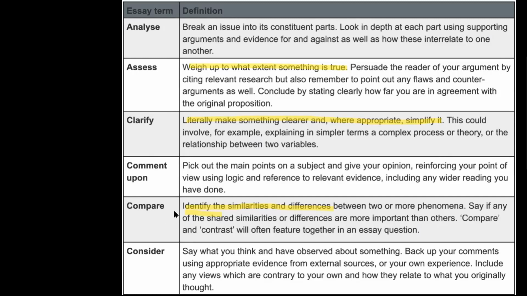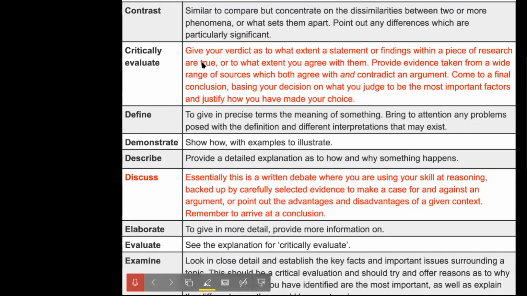So the whole vibe of the essay changes. So you've got to look at the task word, you've got to identify the task word, which is basically what you have been asked to do. So I'll move on to the next one. Critically evaluate is one.